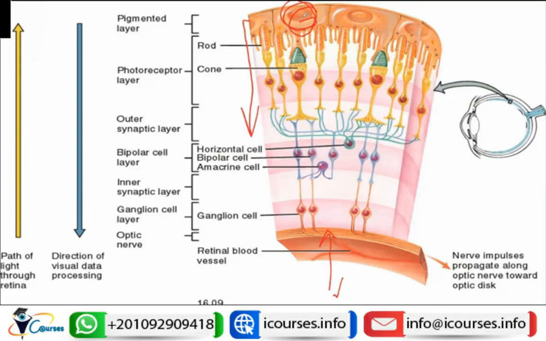So the light impulse will be initiated from the photoreceptors, which are the primary organ for sensing the light. Then electrical impulses will be initiated in the photoreceptors and transmitted to the bipolar cells, then the horizontal and amacrine cells, then the ganglion cells, and then to the optic nerve. So this concept should be clear in your mind: the path of light is in the reverse direction of the pathway of visual processing.